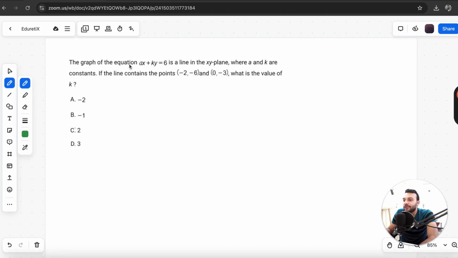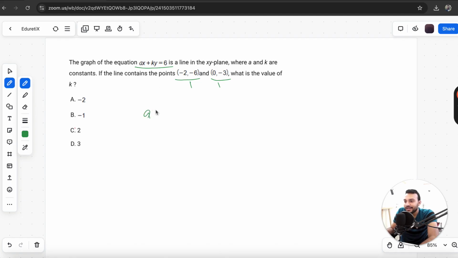The graph of the equation ax plus ky is equal to 6 is a line in the xy plane where a and k are constants. If the line contains the points negative 2 comma negative 6 and 0 comma negative 3, what is the value of k? So we're given 2 points and we're asked to find what is the value of k.